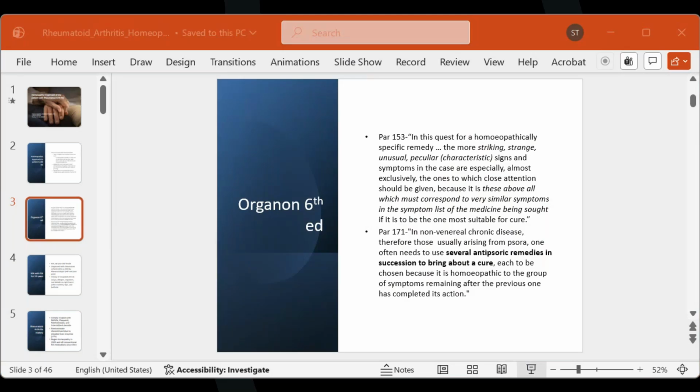All right, so this is the case. I'm going to present the case up to the point where I got it. Then we're going to go through some repertory and materia medica, and then we'll go back to the case.